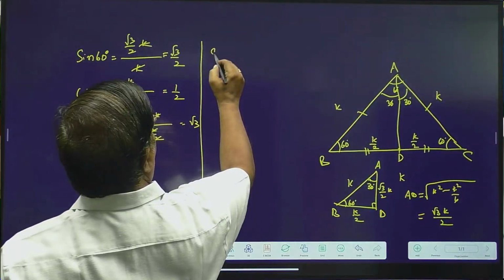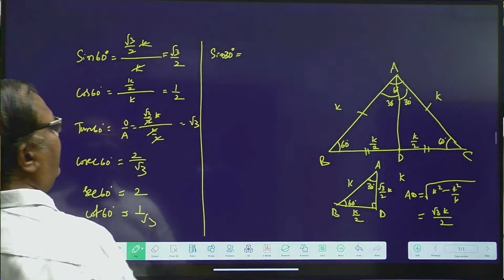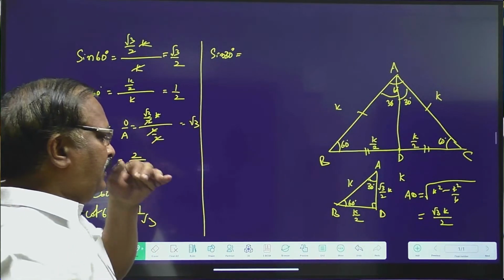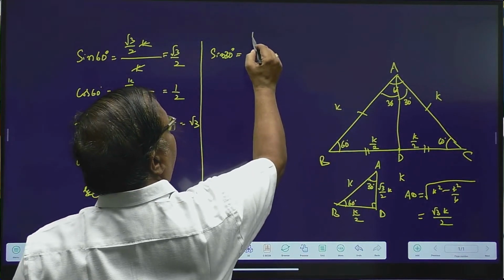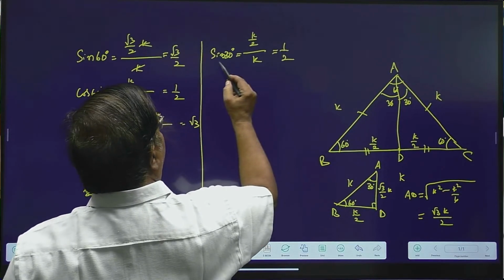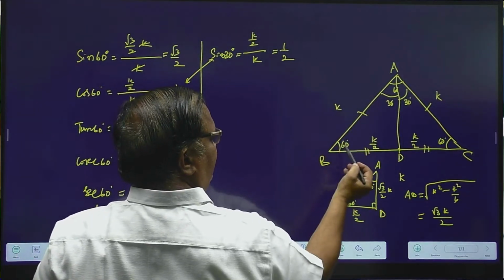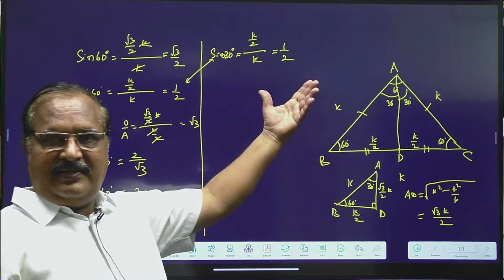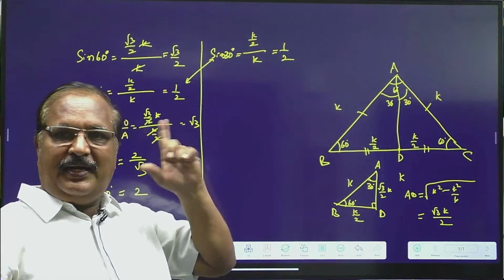So sine 30 degrees. Sine 30 will become cos 60; you can write it like that also. Here the opposite side is k by 2 and hypotenuse k, so k by 2 by k, k will get cancelled, half. That means these two will be equal. Sine of this is equal to cos of this. Cos of this is equal to sine of this. Tan of that is equal to cot of this. Secant of that is equal to cosecant of this. Like that you can remember.